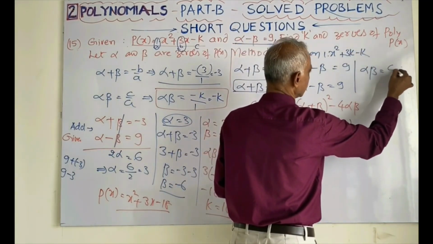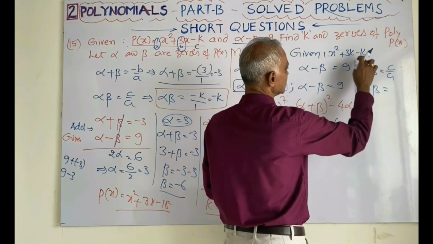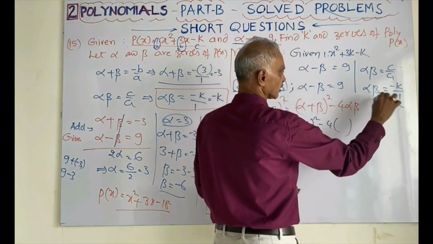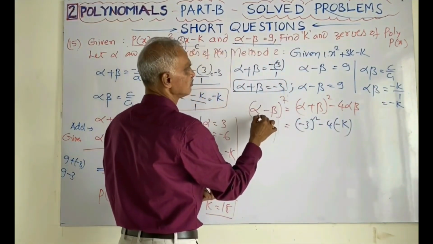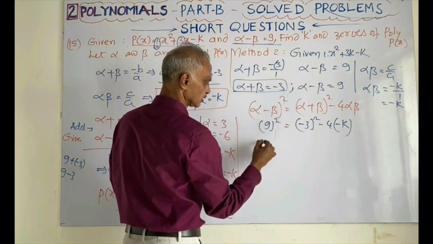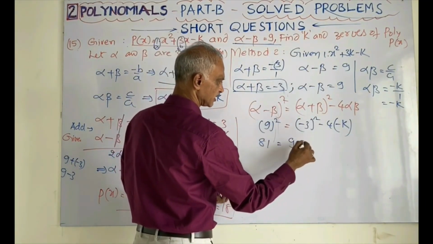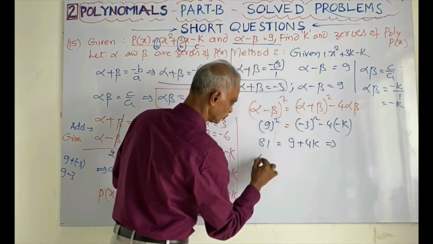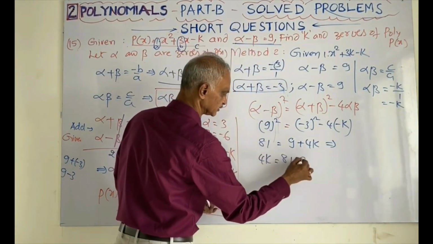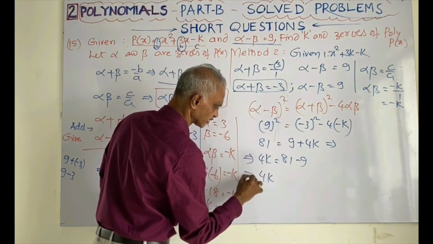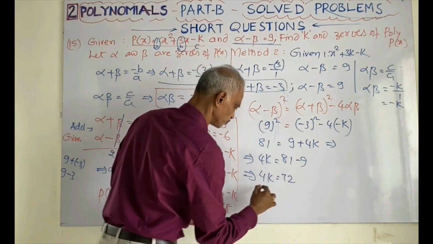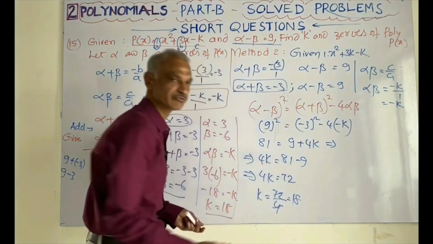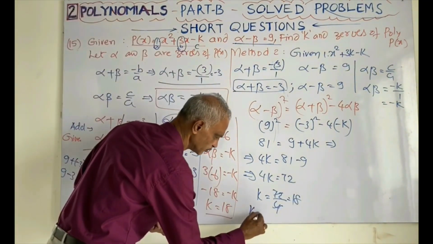Alpha beta is minus c by a. What is c here? Minus k. What is a? 1. So alpha beta is equal to minus k. What is alpha minus beta? 9 whole square. This is 81. Minus 3 square means 9. Minus of minus gives plus 4k. You got 4k. 4k is equal to 81 minus 9. 4k is equal to 72. k is equal to 72 by 4. 4 ones are 4, 4 eights are 32... 18 fours are 72. k is equal to 18.